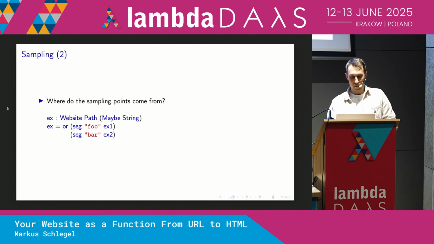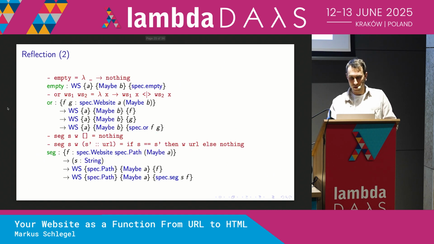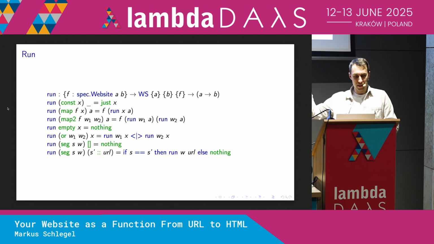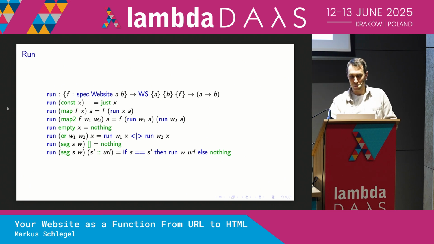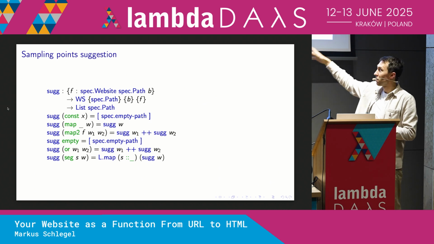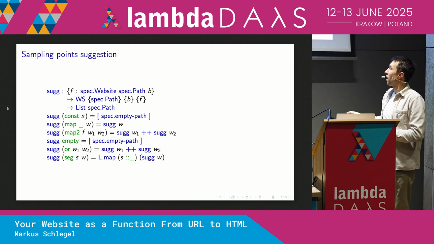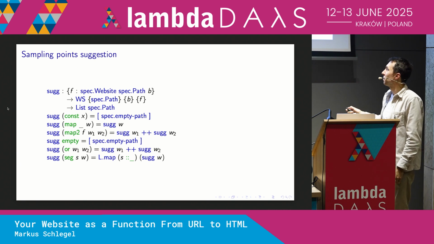But in order to do that, we have to reflect our functions that we build into a data type. So that's what this is. Don't have to read that. And this is just a function that retrieves the original function back out of this data type. And now that we have reflected our functions as data, we can write something like this. Sug is for suggestions. And for suggestions, well, for the const function, we don't really know what to suggest here. We just suggest the empty path, so like no path here.